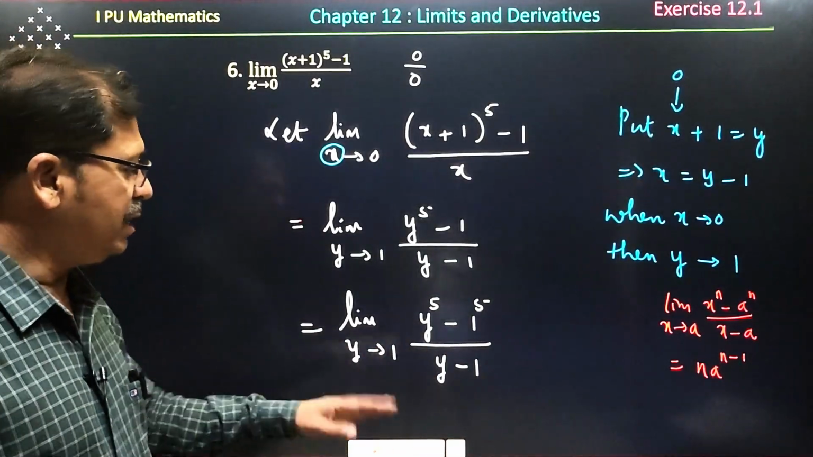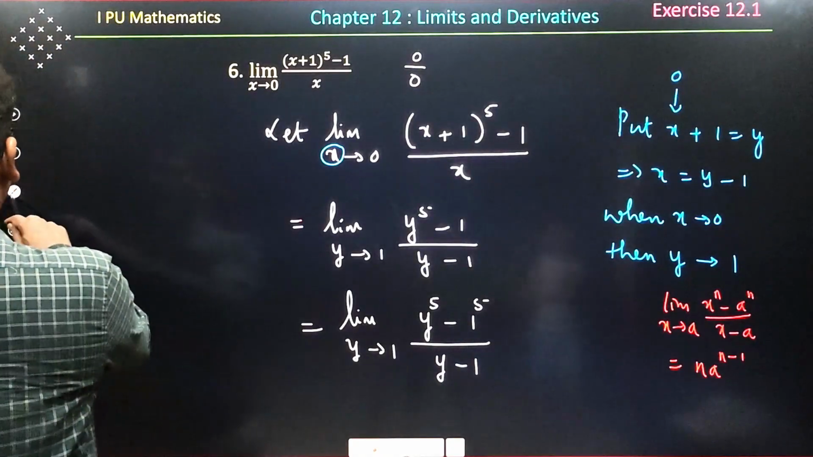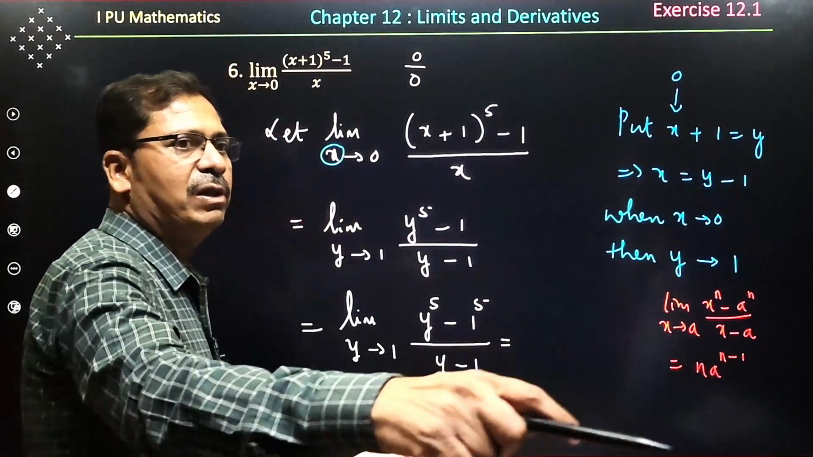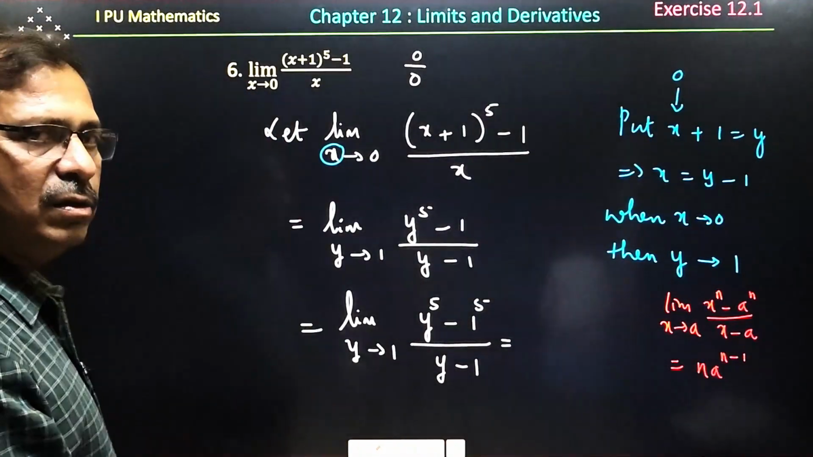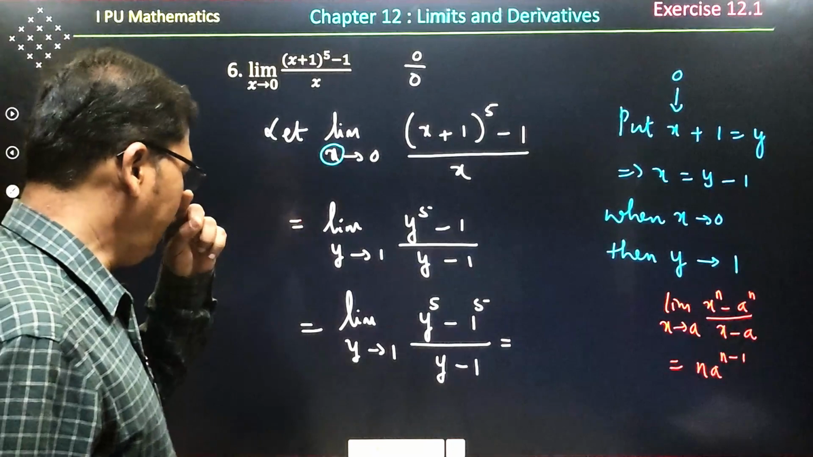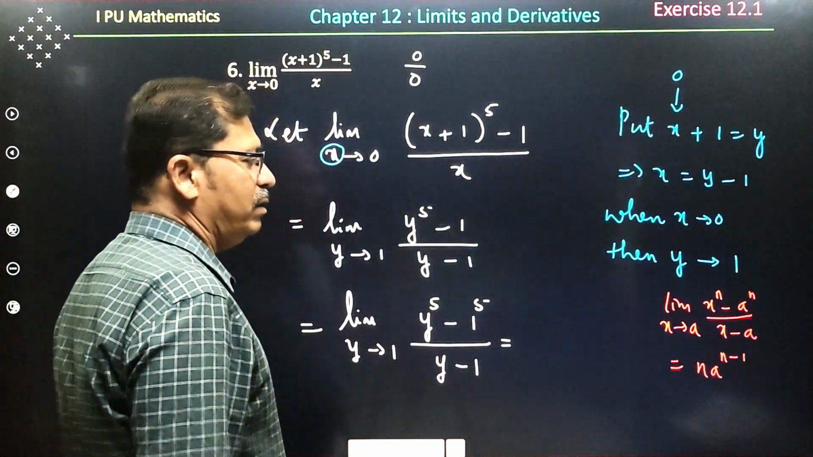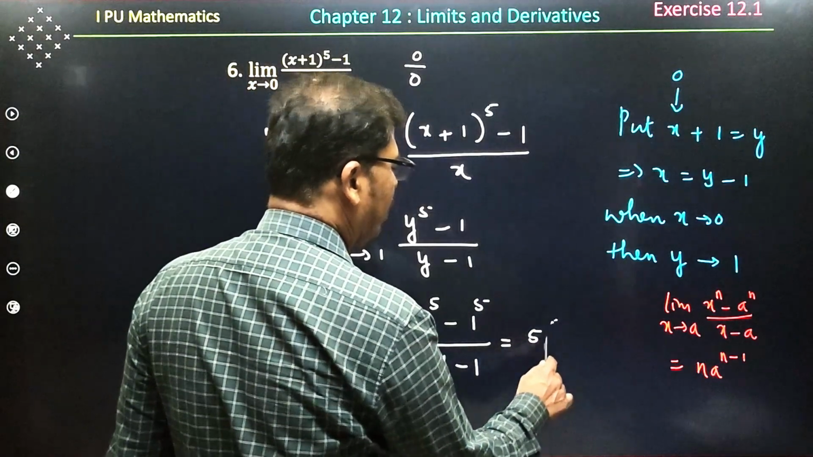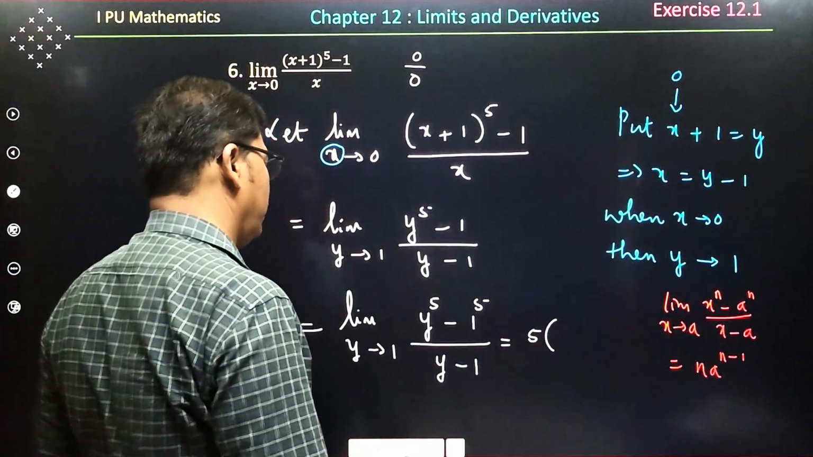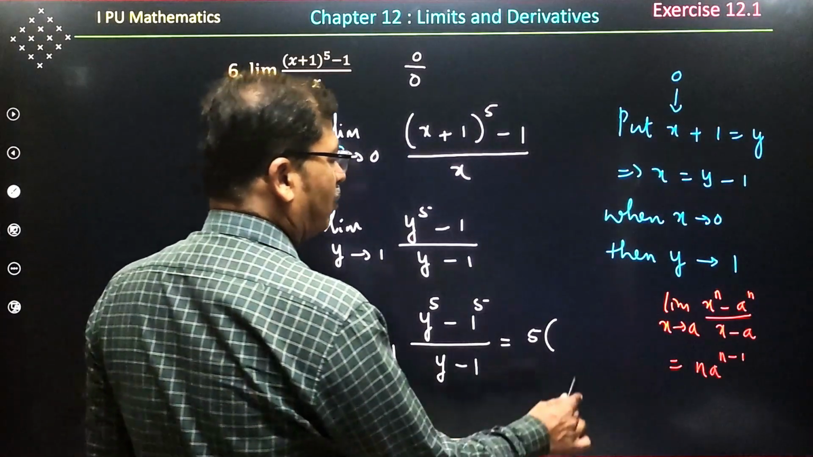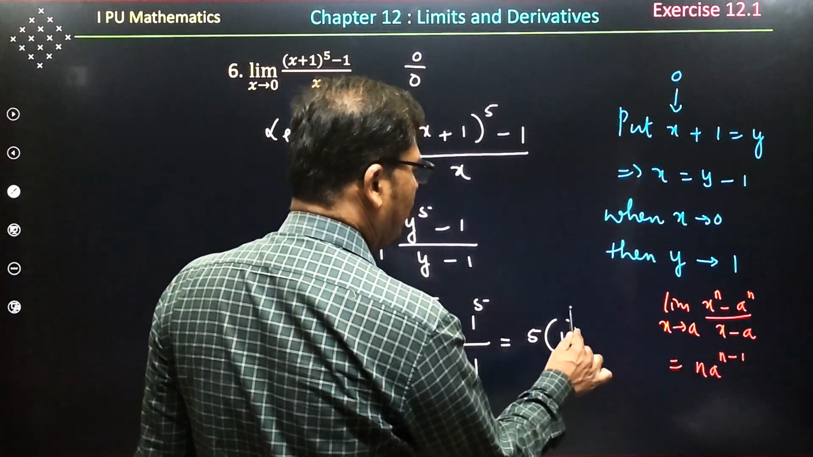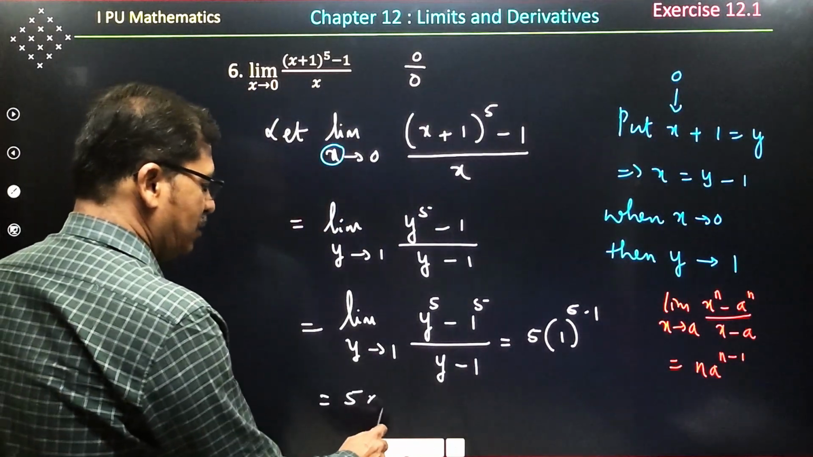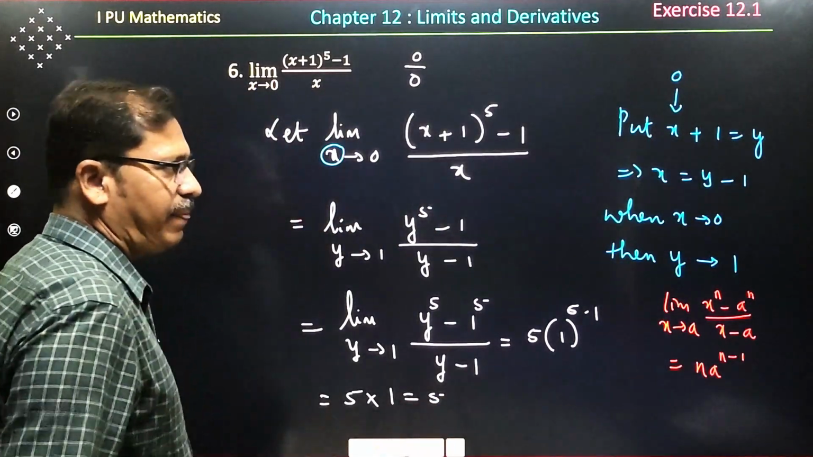How to write it on the right side? N a raised to n minus 1 can be written as. How are you going to write? In place of n, 5 is there. Okay, 5 into 1 raised to n minus 1, means 5 minus 1 here. So your answer is 5 into 1. So the final answer is 5 only.